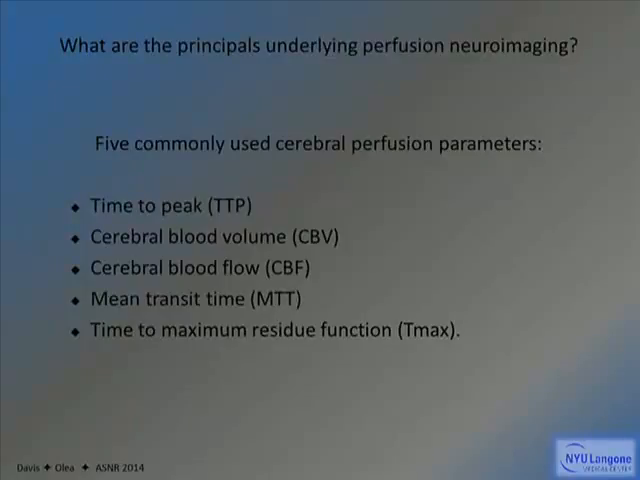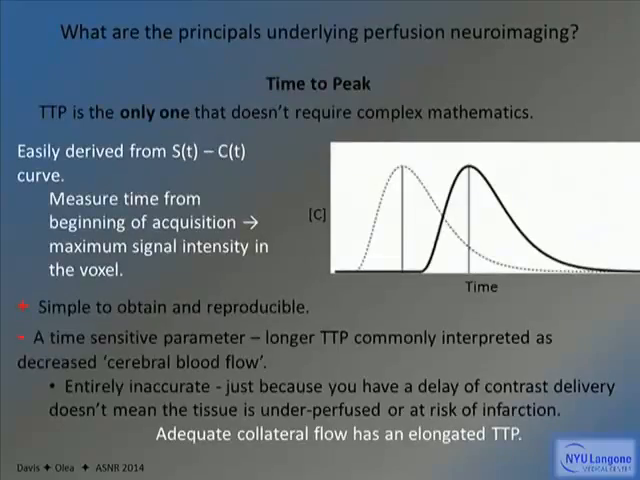So there are 5 commonly used indices, which you are all familiar with: time to peak, cerebral blood volume, cerebral blood flow, mean transit time, and Tmax. And we will go through each of these indices and how we arrive at them. So the first is time to peak. Time to peak is the only one that doesn't require complex mathematics. It's easily derived from the concentration curve, and we basically measure the time from the beginning of the acquisition until the time of the maximum peak within the voxel. It's in seconds, and it's a simple index to obtain, and it's reproducible.